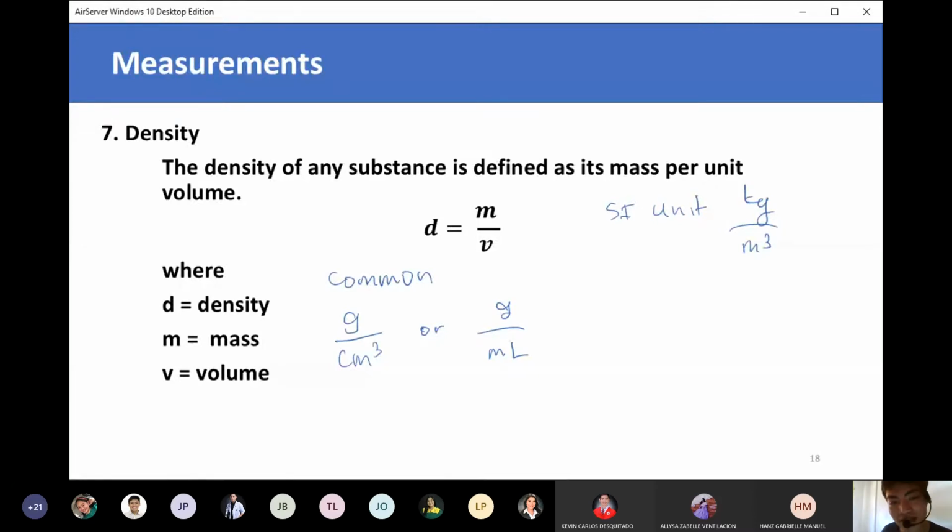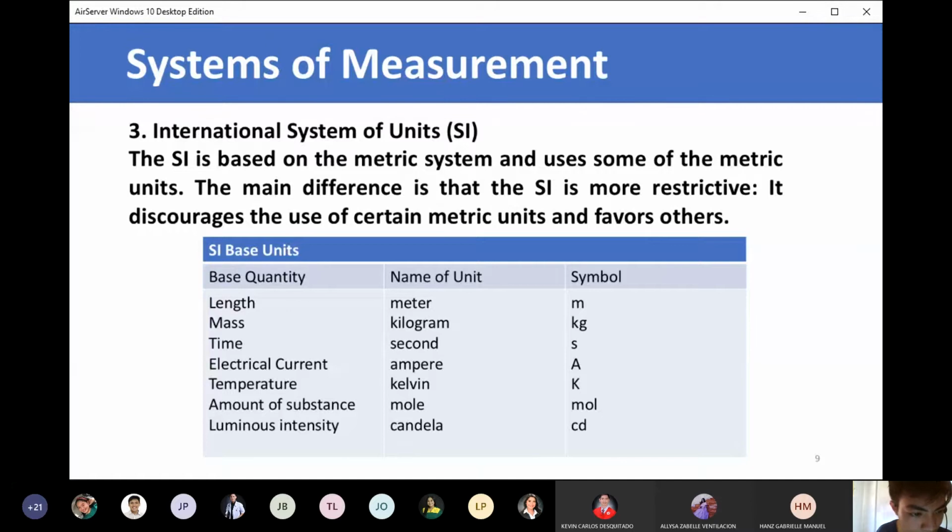Okay, so the answer is this one. So what is the SI unit for mass? The SI unit for mass is kilograms. What is the SI unit for volume? Doon tayo magkakatalo. Tignan natin yung table. Do we have an SI unit for volume? Wala. Because we only have length, mass, time, electric current, temperature, amount of substance, and luminous intensity. We do not have volume.